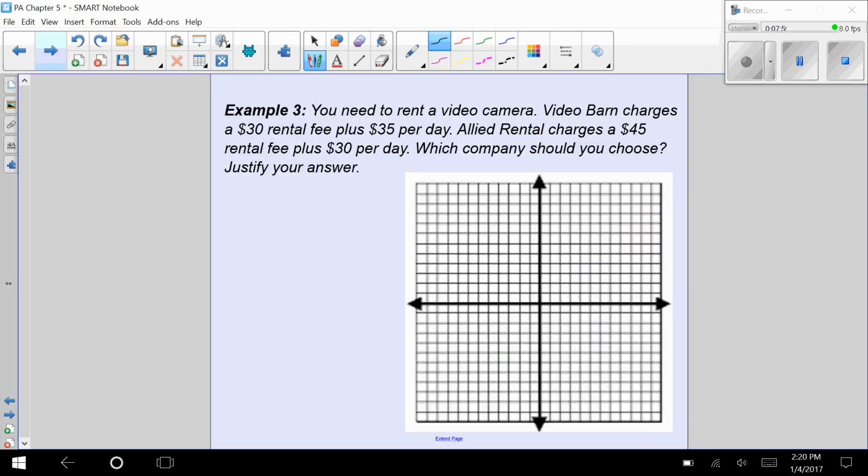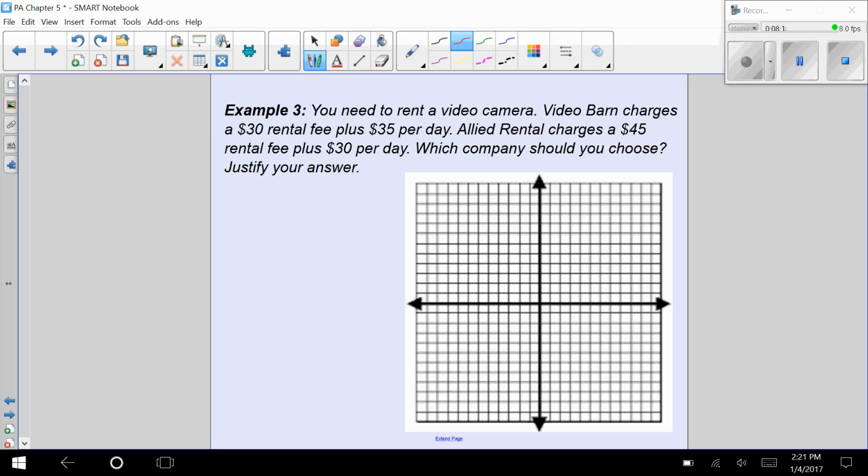Now let's try a word problem. You need to rent a video camera. Video Barn charges a $30 rental fee plus $35 per day. Allied Rental charges a $40 rental fee plus $30 per day. Which company should you choose and why?